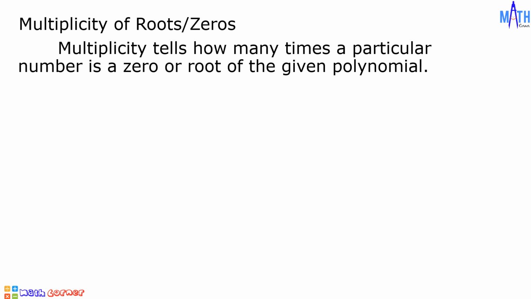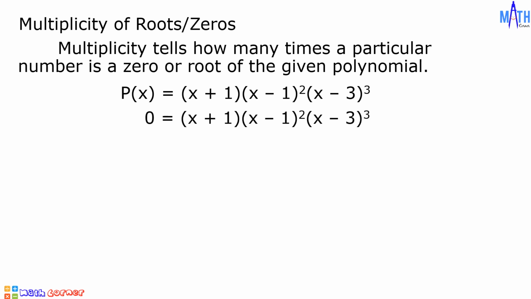Let us consider the polynomial function p of x equals (x plus 1) times (x minus 1) squared times (x minus 3) cubed. Let us determine the zeros or roots. If we equate p of x to 0, then we have 0 equals (x plus 1) times (x minus 1) squared times (x minus 3) cubed. Let us solve for x.